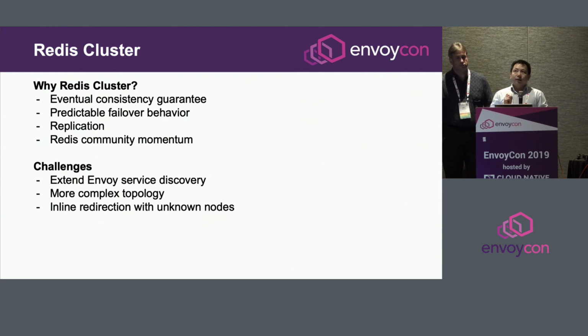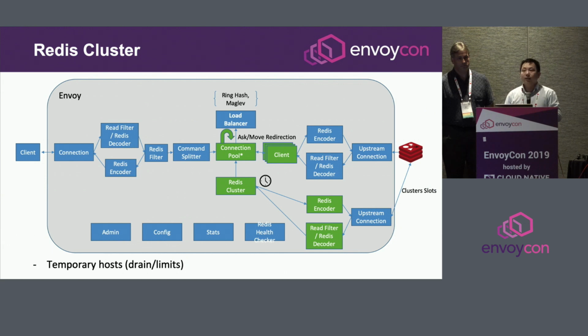And if you send the request, so let's say your discovery is out of date. You send a command to the wrong node, it will give you inline redirections to say, hey, instead of sending this command to me, you should send it to this other node. And the challenge with that is that the other node might not be in our cluster. It might not be a node that we already know. So how do we deal with that? Well, that's what the next iteration looks like.